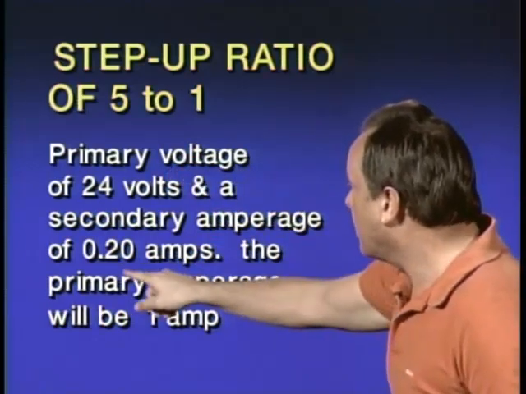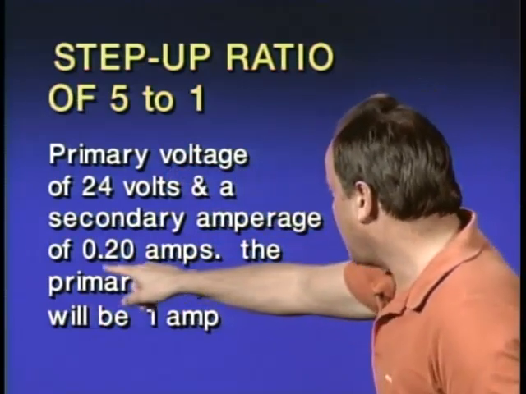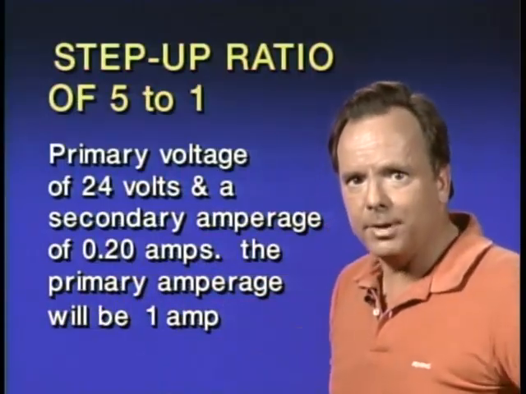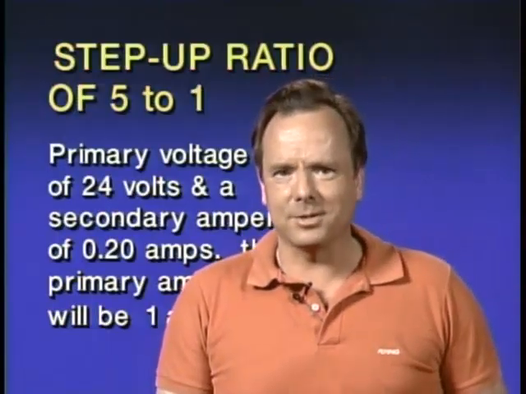So the primary amperage had to be 5 times 0.2 amps, or the answer is 1 amp. And that's a typical way they're going to ask you questions about this on the test.